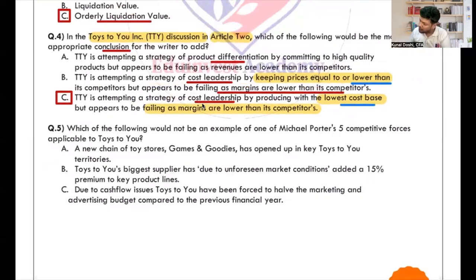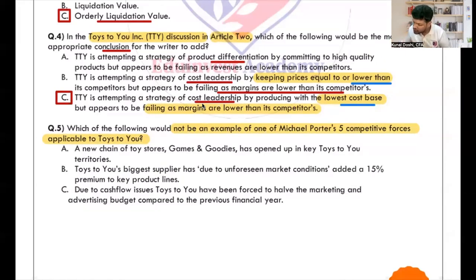Which of the following would not be an example of one of Michael Porter's 5 competitive forces applicable to toy? Remember Michael Porter's 5 forces: threat of substitutes, bargaining power of buyers, suppliers, threat of new entrants. Correct? Then you have what else? You have competition, rivalry amongst the industry, right? So Michael Porter's 5 forces.